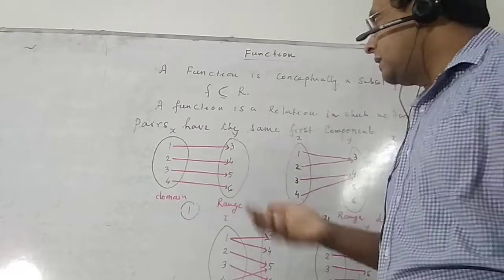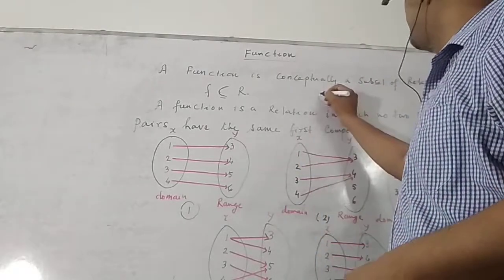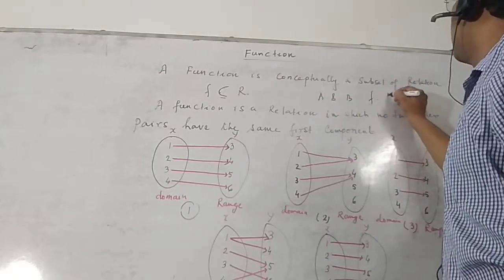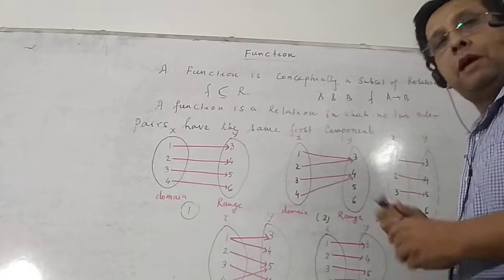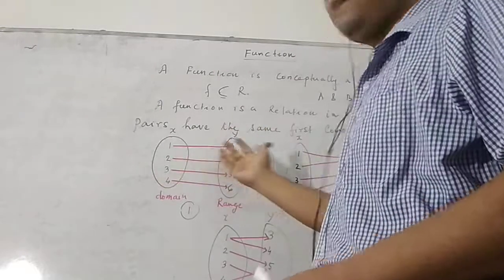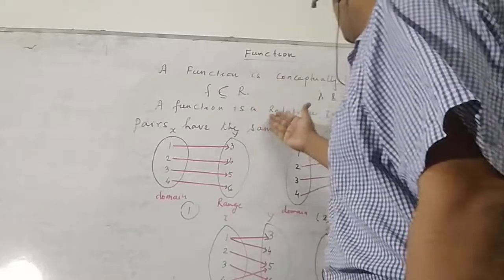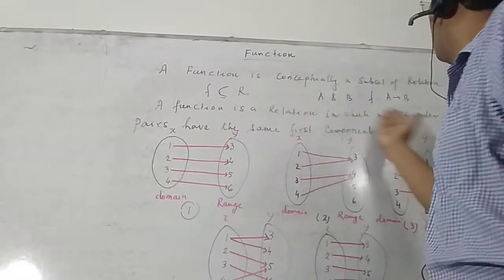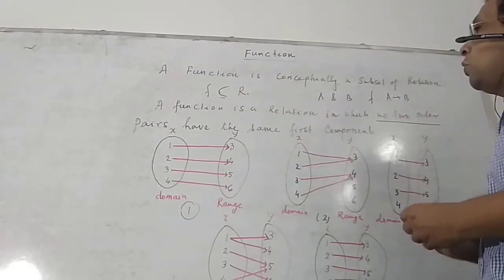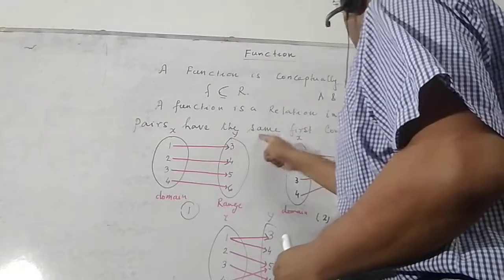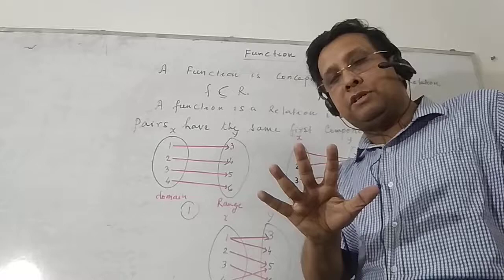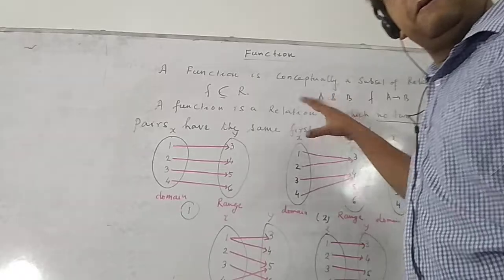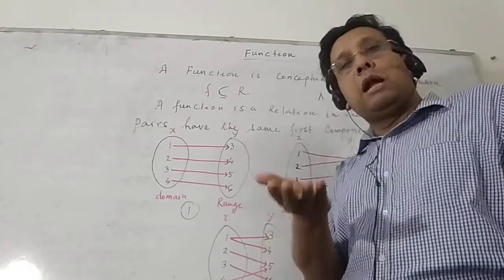But if you want a clear-cut definition: if A and B are two sets, then F is such that from set A to set B, suppose this is set A and this is set B, a function is a relation in which no two ordered pairs have the same first component. This is a very important line. It's a very technical definition that you are supposed to know, but if I only tell it in this statement, you may not understand it.